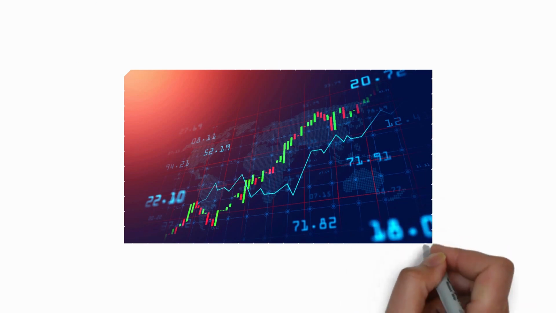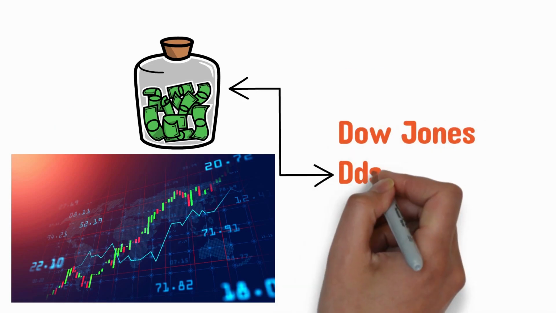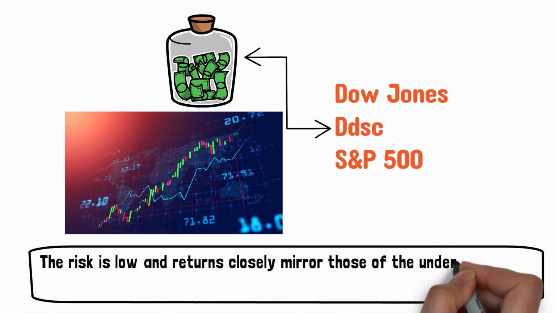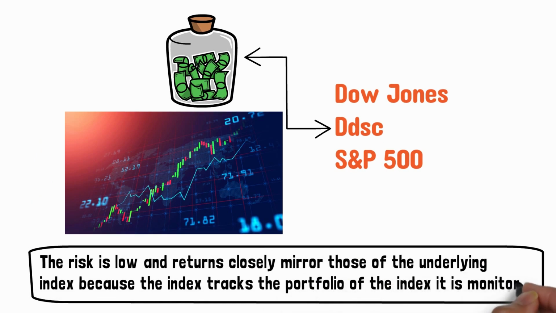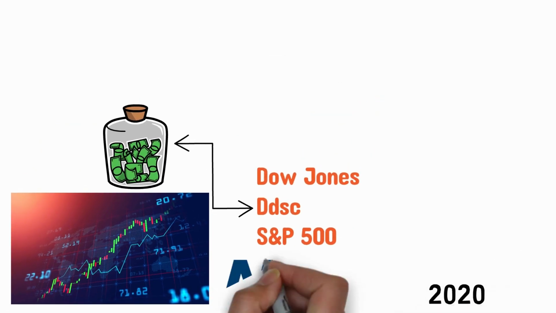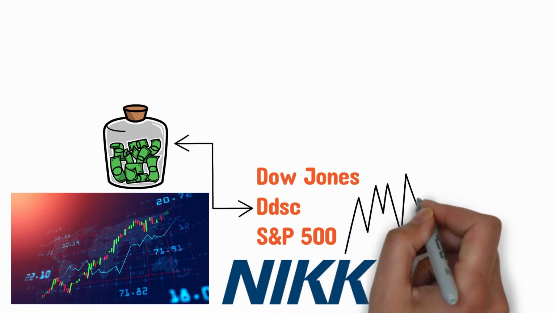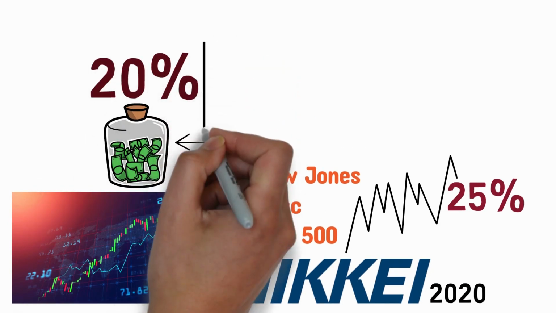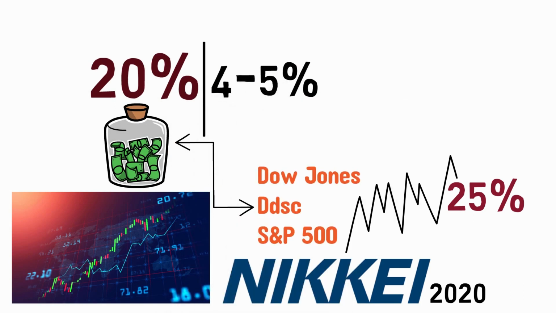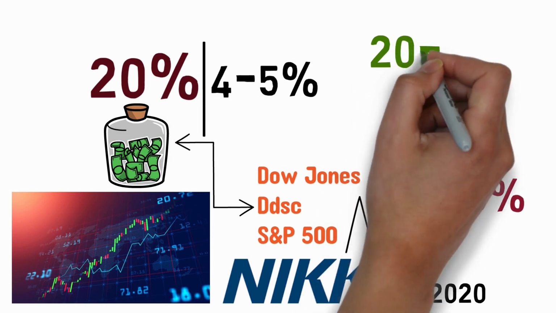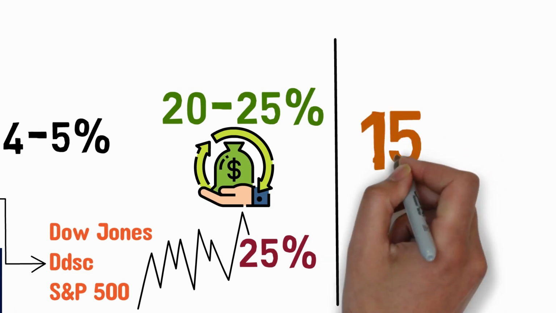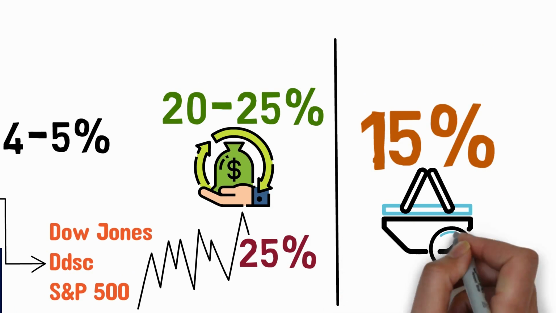Another low-risk investment choice is index funds. In essence, these are mutual funds that follow any index, including the Dow Jones, FTSE, and S&P 500. The risk is low and returns closely mirror those of the underlying index because the fund tracks the portfolio of the index it is monitoring. For example, by investing in 2020 in an index fund that follows the Nikkei, investors benefited from the over 25% return on the Japanese stock market. A 20% return based on a loan with a 4 to 5% interest rate is not at all terrible, and an investor may have received a return of roughly 20 to 25% in any particular year. Your net return would have been close to 15%, which is extremely good given the state of the markets then.